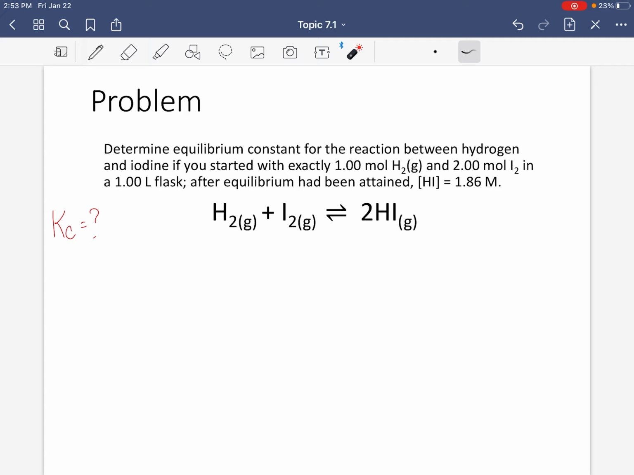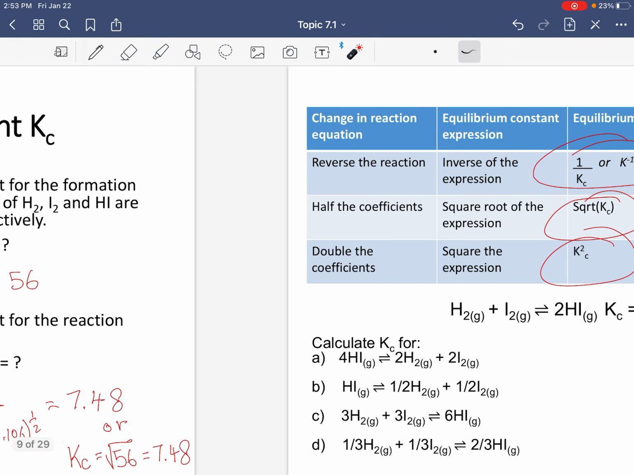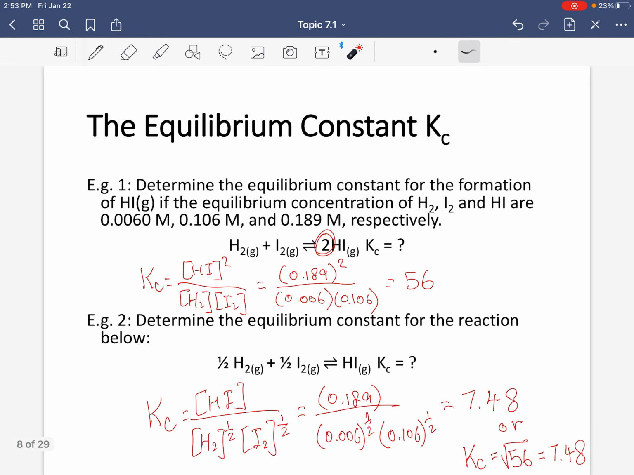Last class, I gave you something very similar to do to calculate for Kc. So let's go back to last class and look at what's similar about this. It was something like this. Same equation. But what did I give you here? You have to read carefully.